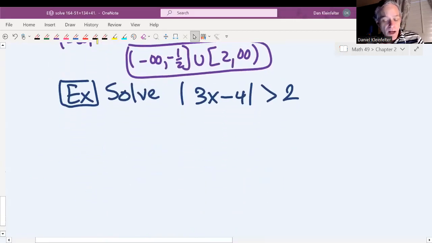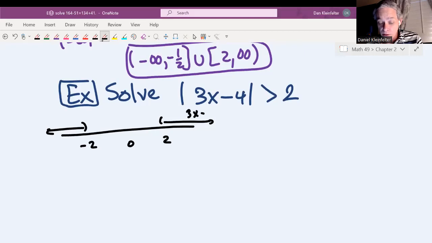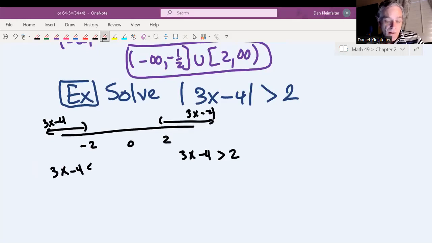Okay, here's one for you to try. We've got absolute value of 3x minus 4 is bigger than 2. So that means, I'm going to start with my picture. Sorry if you don't like it. Okay, so we want to be at least 2 units away from 0. So how can that happen? We could be bigger than +2. So 3x minus 4 could be bigger than +2. Or it could be less than -2. Remember, less than is on the left, greater than is on the right.